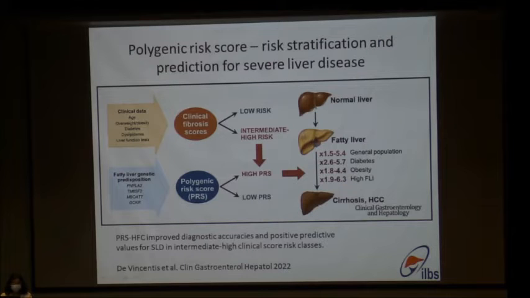The clinical data like age, overweight or obesity, diabetes, dyslipidemia, liver function tests, these are deciding the clinical fibrosis scores into low risk and intermediate to high risk. And then there is this genetic predisposition, genetic changes, which are these 4 genes, and all this define into polygenic risk score into high and low, and this leads to fatty liver from normal liver and then to cirrhosis. So this risk score can define the risk of HCC in different stratified group of patients.